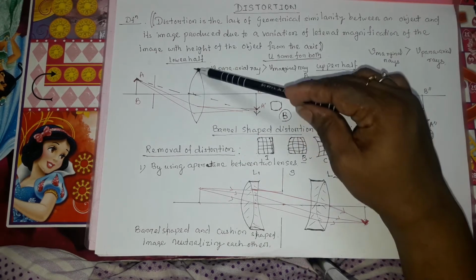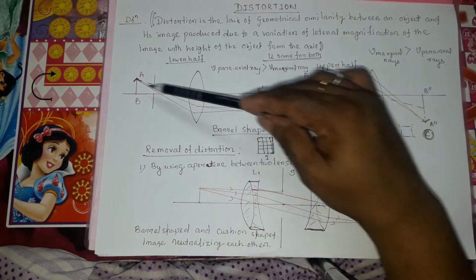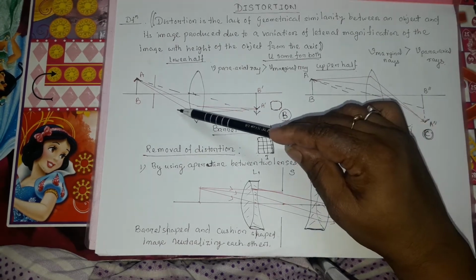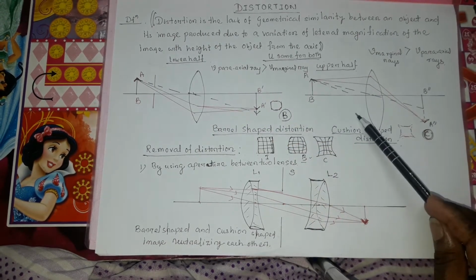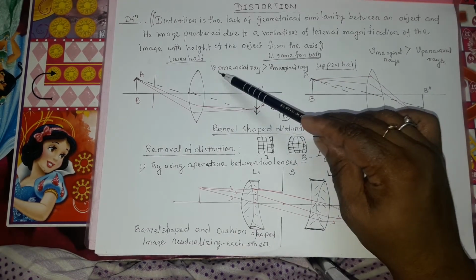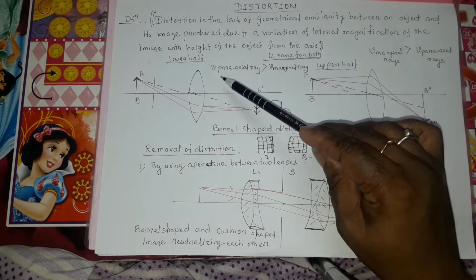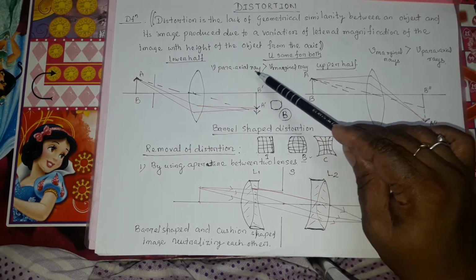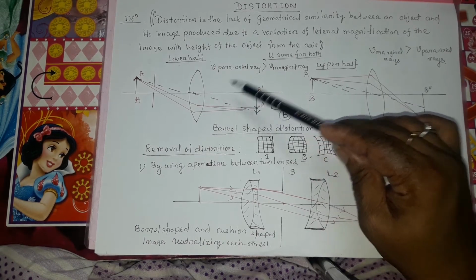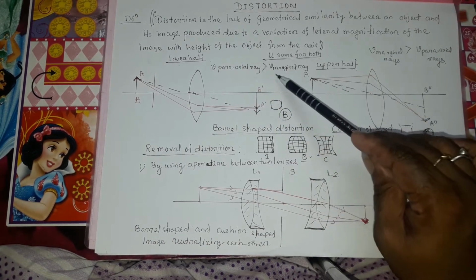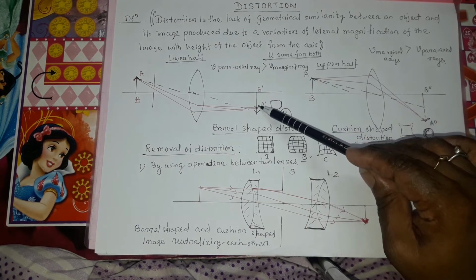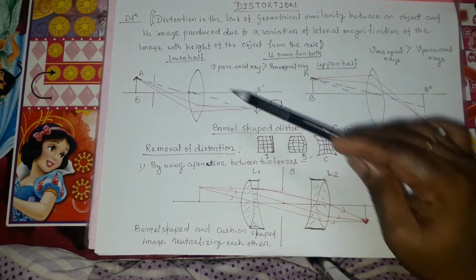In barrel shaped distortion, the ray approaching from the object is from the lower half, and the object velocity in both cases is the same, u is the same for both cases. But the image velocity of paraxial rays, that means the rays closer to the axis or center region, is greater than that of the marginal rays. That's why the image is a little different from the object height.